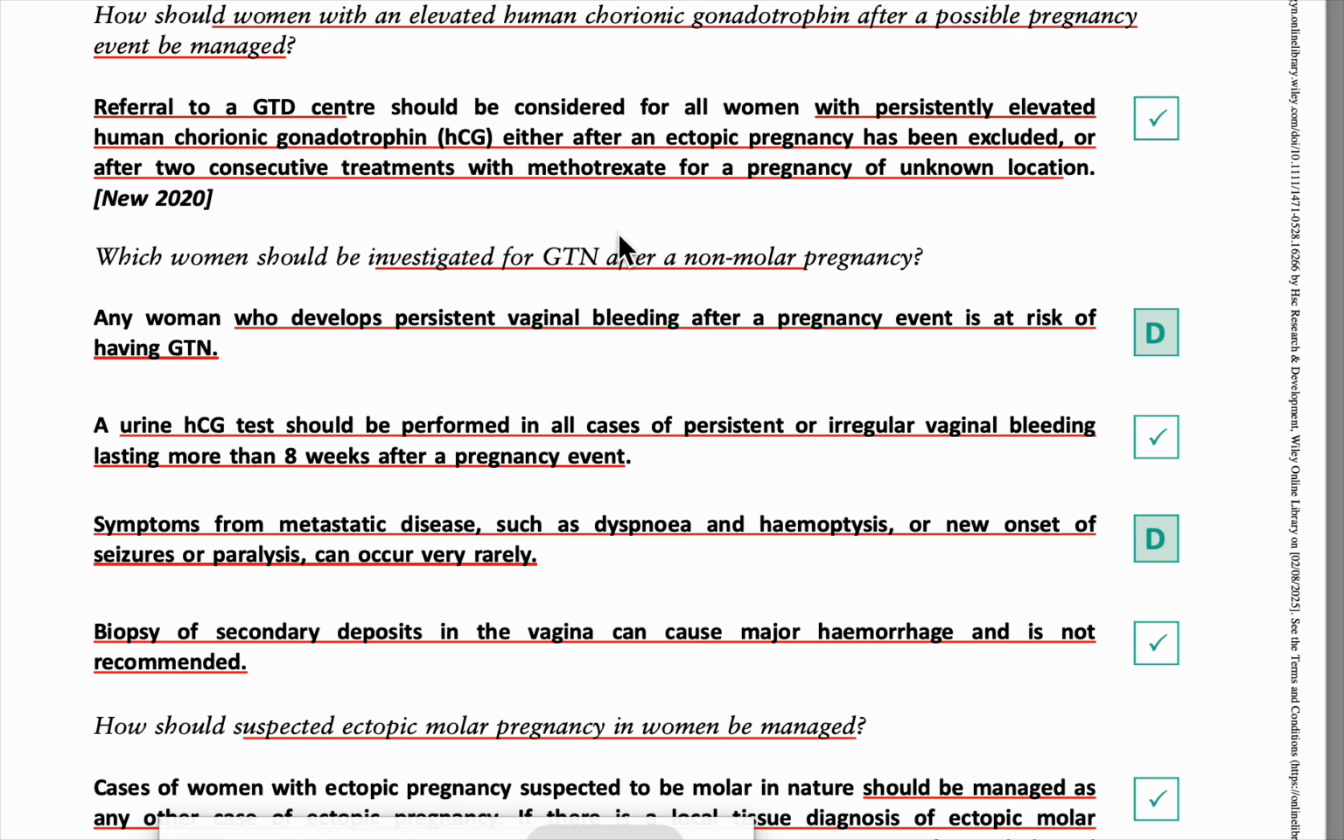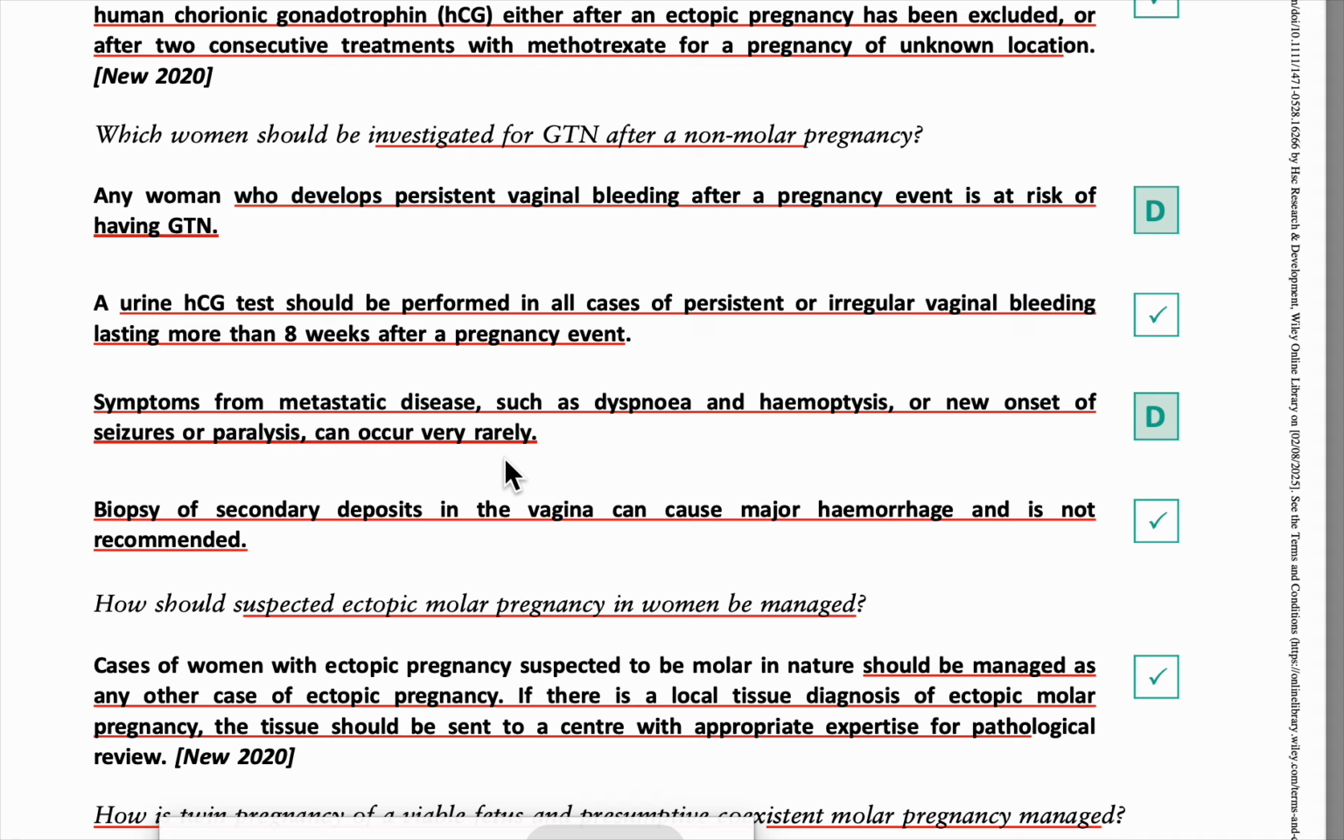Molar pregnancy will change to GTN, gestational trophoblastic neoplasia. This is what we call it. So for the biopsy, if we find a deposit, for example in the vagina, we can get a biopsy.